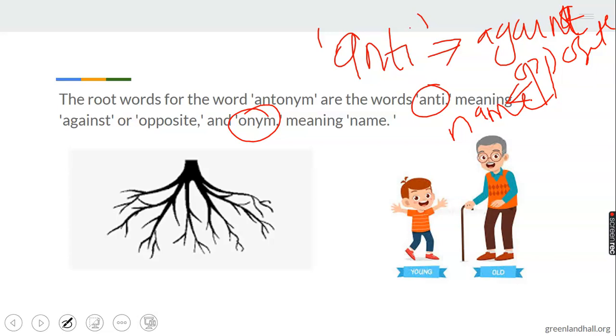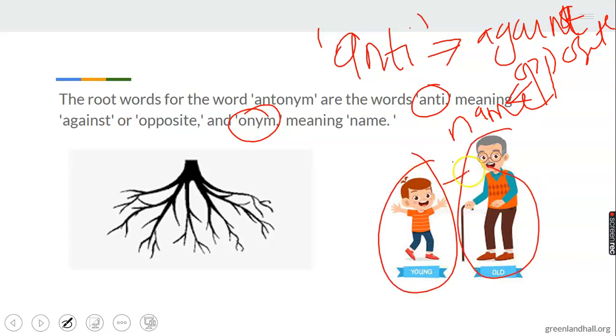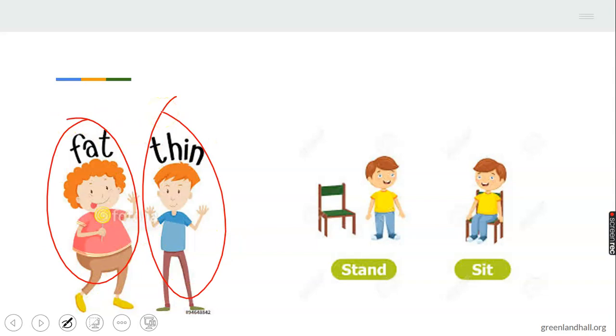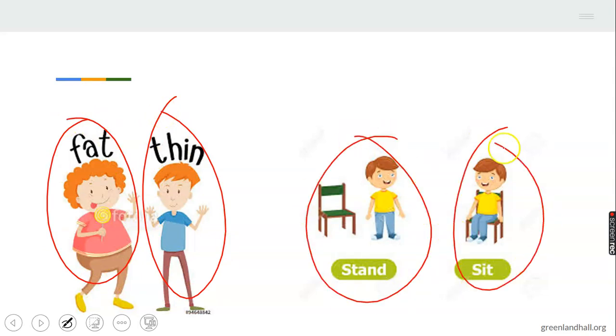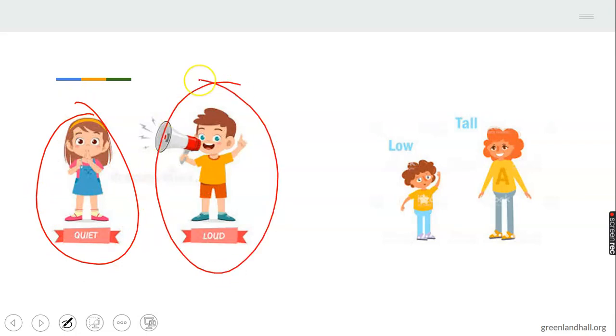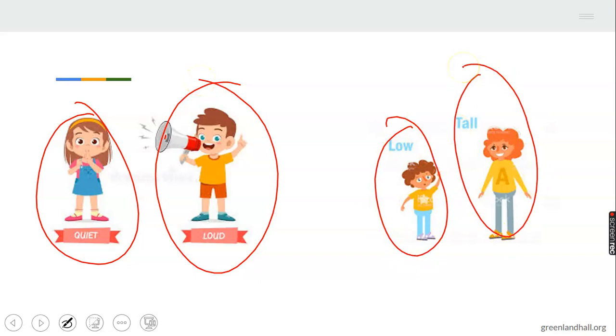And I have another illustration here for you. Young, the opposite of young is what? Old. Yeah, that is it. Let's consider more examples of antonyms before we look at some other things in this lesson. Fat, the opposite of fat is thin. Stand, the opposite of stand is sit. Brilliant. Are you following me? Are you sure? All right. Quiet. Shh. The opposite of quiet is loud. Short. The opposite of short is tall.